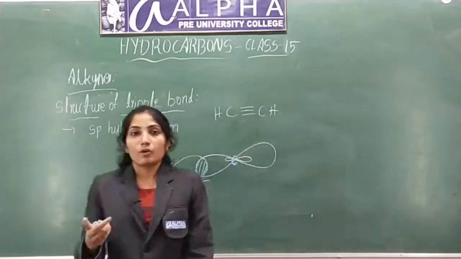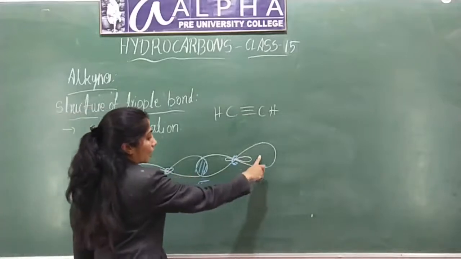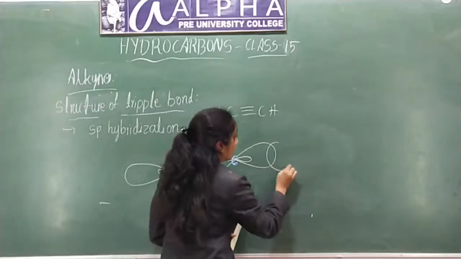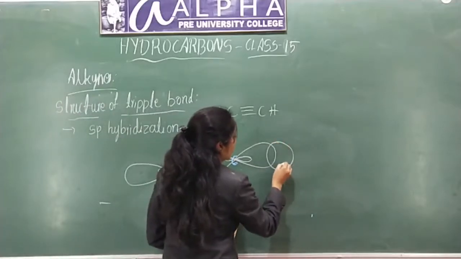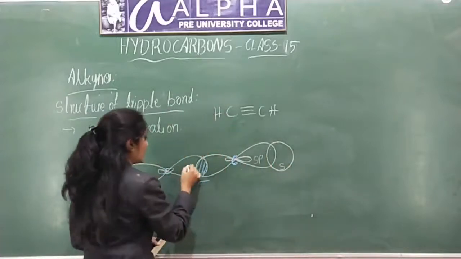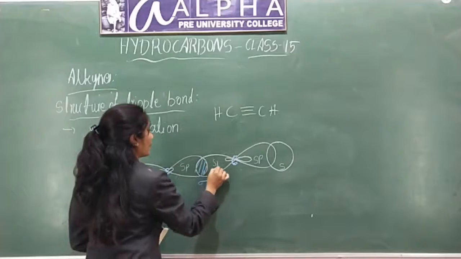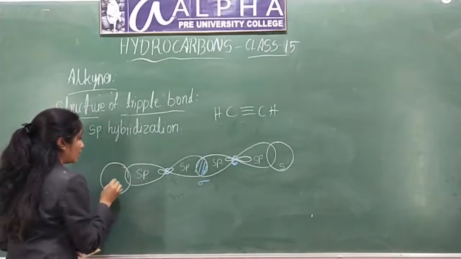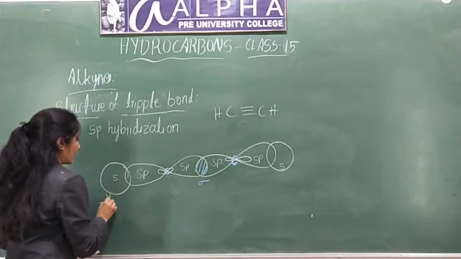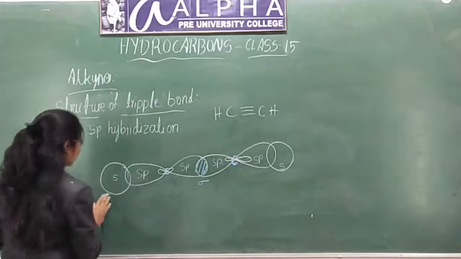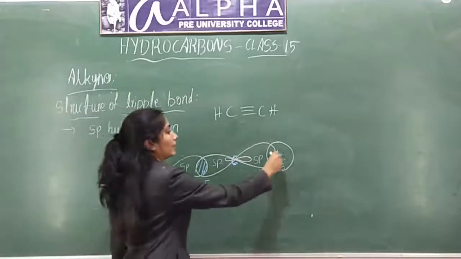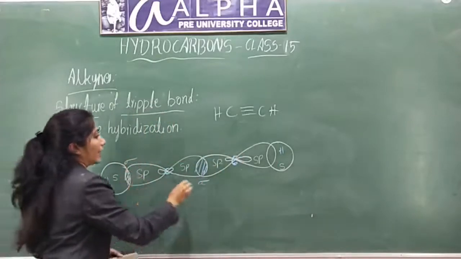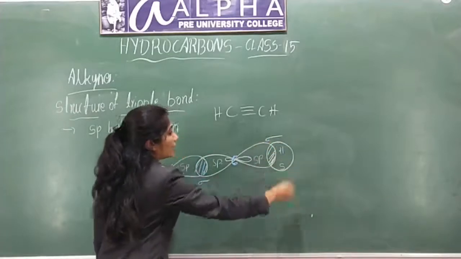Carbon-carbon sigma bond formation will take place. Next, one more sp hybrid orbital is there on both the carbon atoms. They will overlap with the s orbital of hydrogen. This is the s orbital. These two are sp hybrid orbitals. The remaining sp hybrid orbital of both the carbon atoms will combine with the s orbital of hydrogen to form a carbon-hydrogen sigma bond.